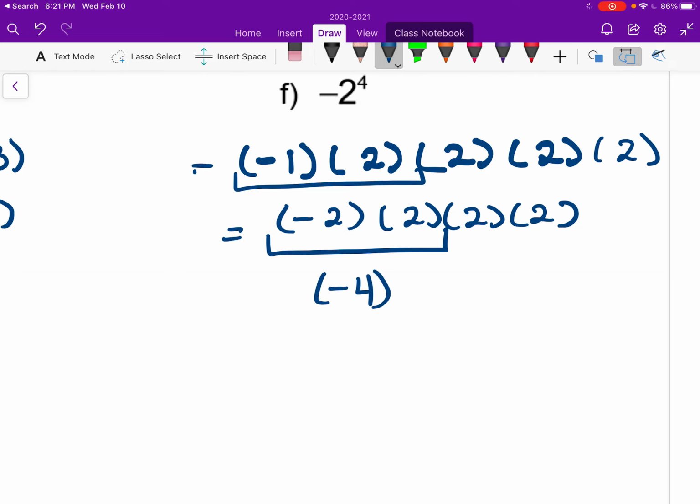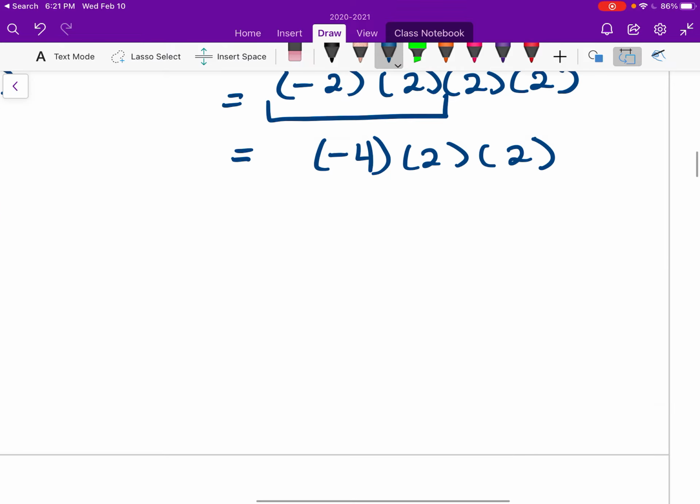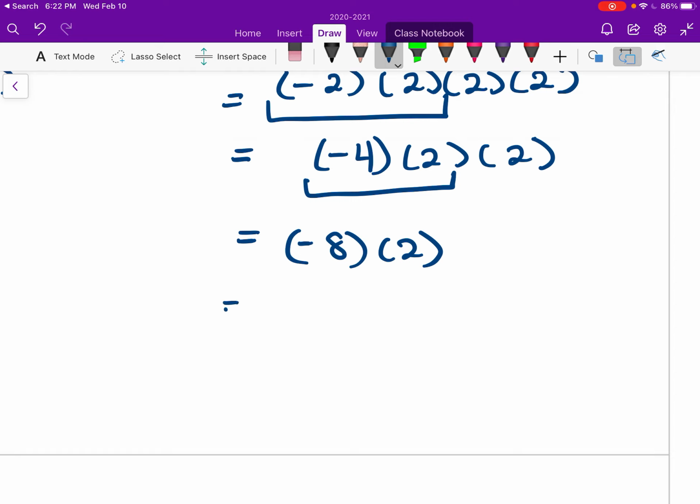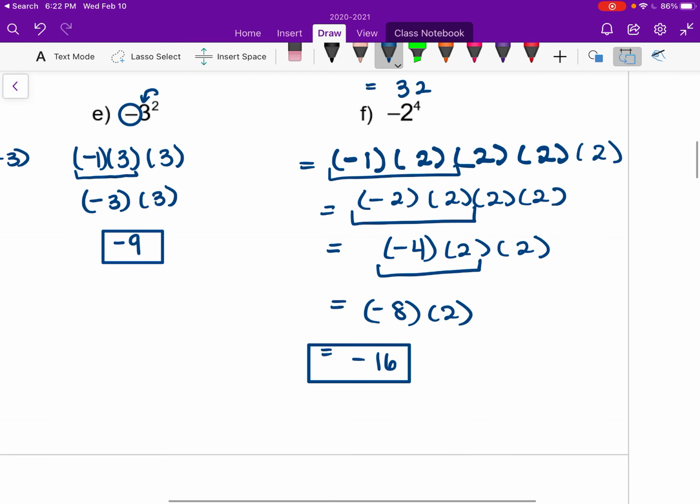And I always go in and put my equal signs in after, but you should probably put them in as you go. Then I'm left with negative 4 times 2. Negative 4 times 2 is going to give me negative 8. Negative 8 times 2 is going to give me negative 16. And that's my answer. Okay.